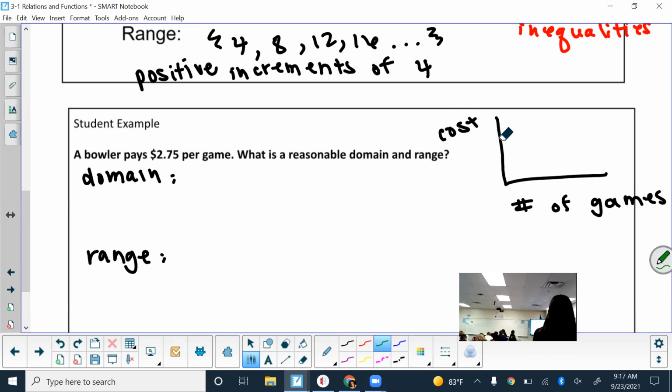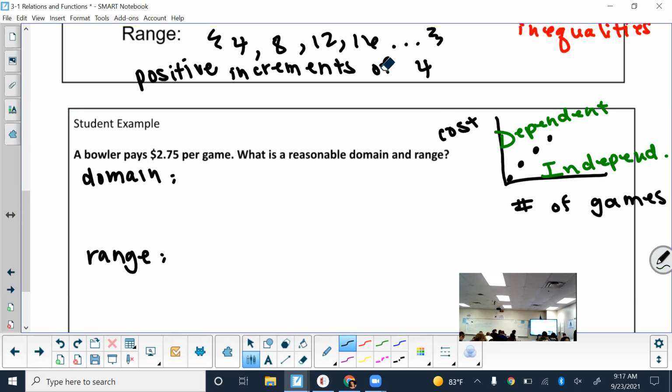Here's how I usually remember it. You can make a D with the y-axis. And the independent normally goes on your x-axis. So dependent, so you're not confusing domain, and independent, and I'll just abbreviate it. All right, so that's basically how your graph looks. Now, is it continuous or discrete? It is discrete, because can you buy half a game? No.